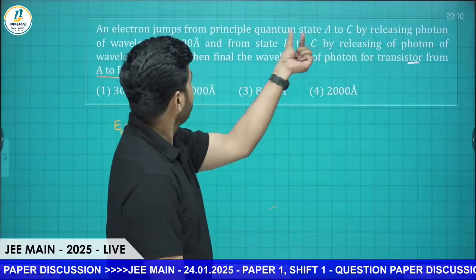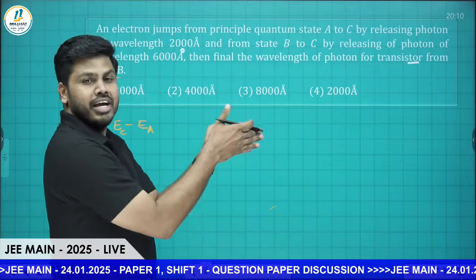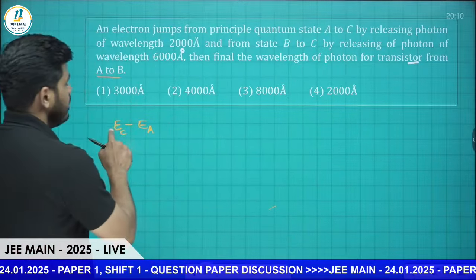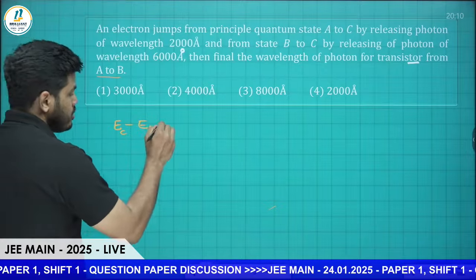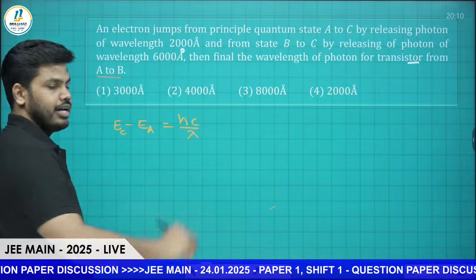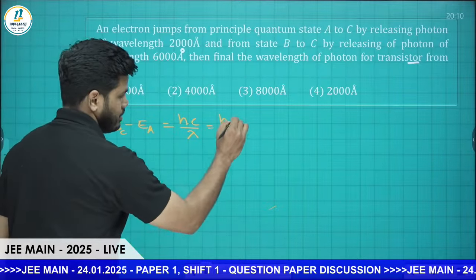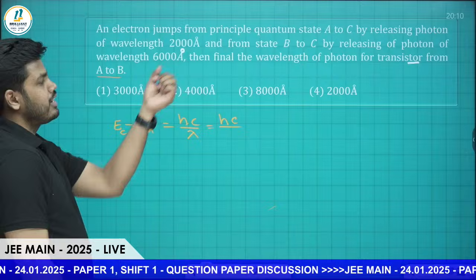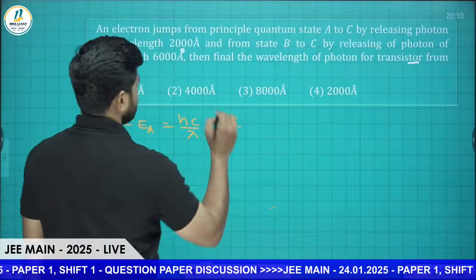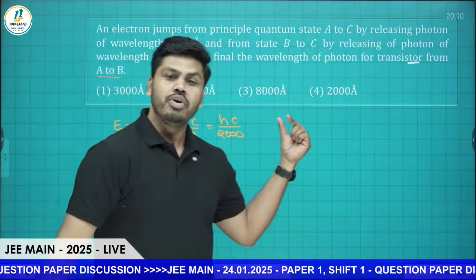C is one energy level, A is another energy level. So EC minus EA is the change in energy when electron transits from C to A or A to C, which is calculated as hc by lambda, correct? Hc by lambda, right? We know hc, let me keep it as it is. Wavelength is given in angstrom. What was the wavelength given? 2000. So 2000 angstrom is the wavelength of photon emitted in this transition.